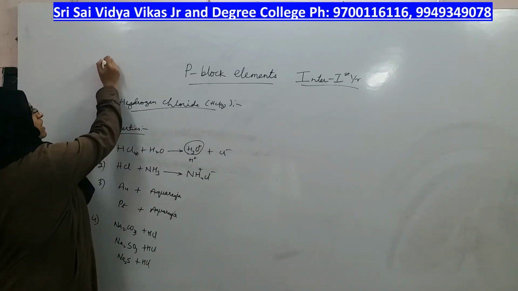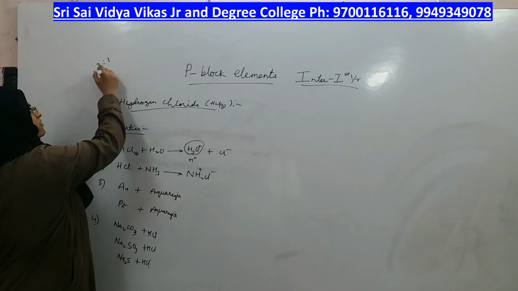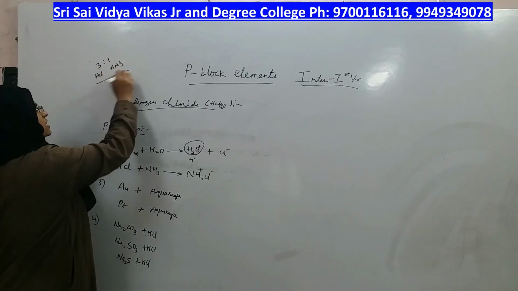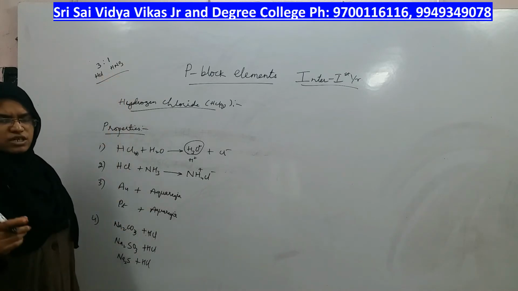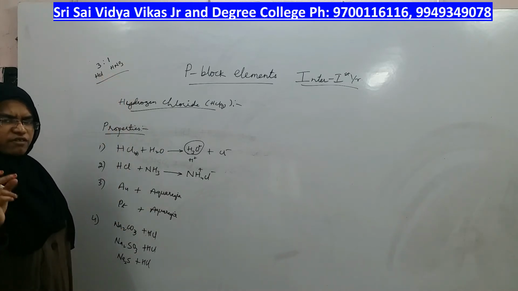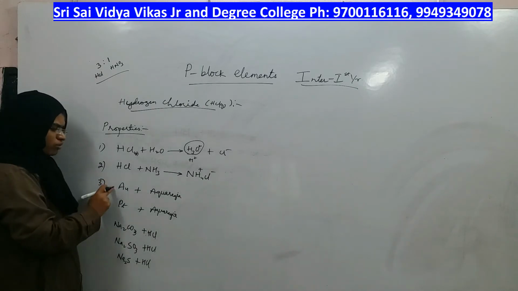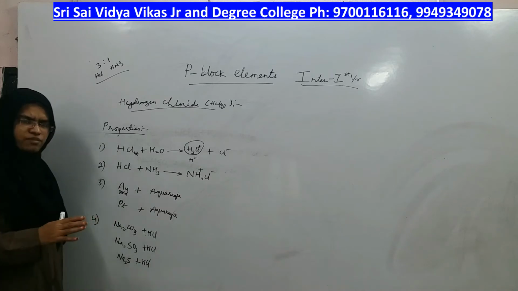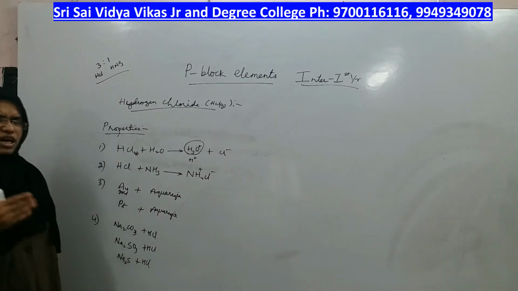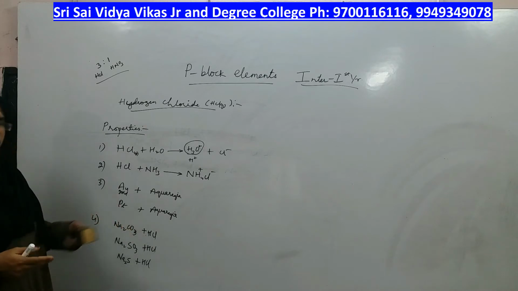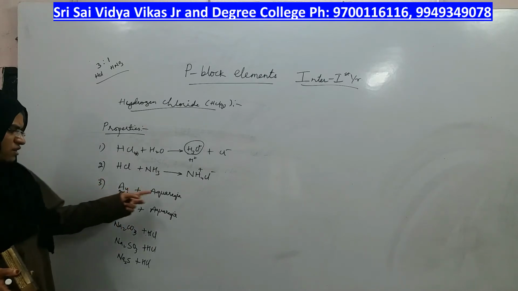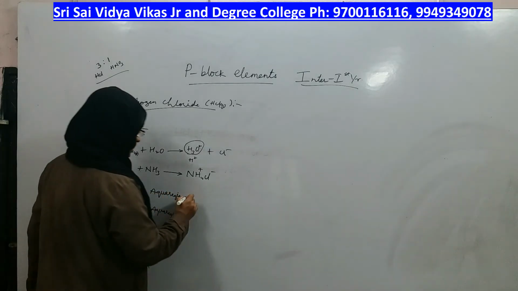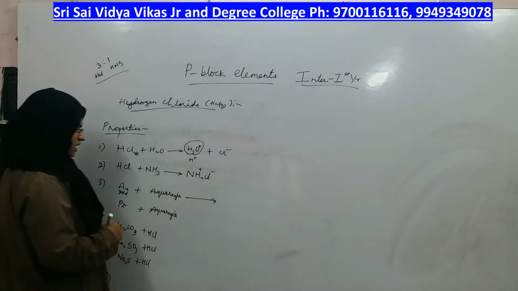Next is when HCl is taken in combination with nitric acid, in which ratio? 3 parts of HCl and 1 part of nitric acid. If you take 3:1 ratio of HCl and HNO3, it is called aqua regia. When you take aqua regia with noble metals, what are the noble metals? Gold and platinum. These type of metals don't react much. They are less reactive metals, right? So when you take noble metals with aqua regia, you get the complex compound of that metal. Coordination compounds of that metal can be obtained.